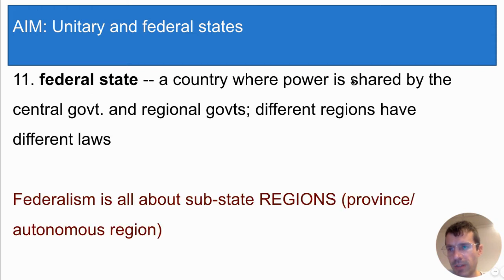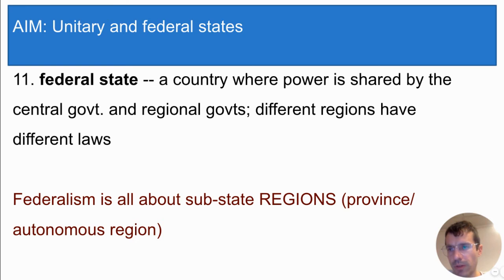In the context of geography, you should always associate federalism with the idea of regions. Substate regions are political units within a state. Some examples of substate regions are provinces in Canada or autonomous regions in China. In the US, substate regions are called states, even though that's confusing because state can also mean country.